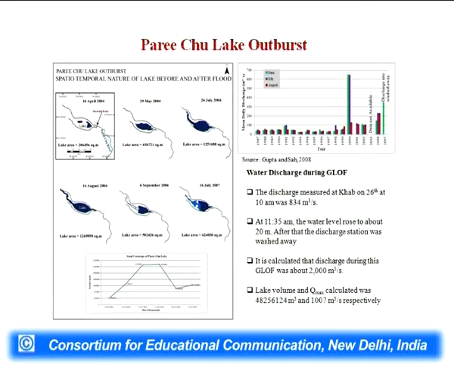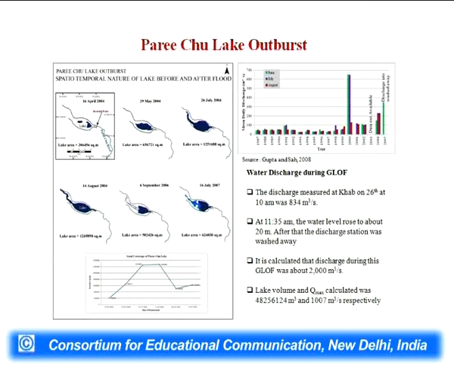On 14th August 2005, we see the size has increased quite extensively, and on 26th June 2005, there was a breach, and after the breach we have the image of 6 September 2006, where we see that the size of the lake has been reduced. So this has resulted in the outburst. Water discharge has also been given here.